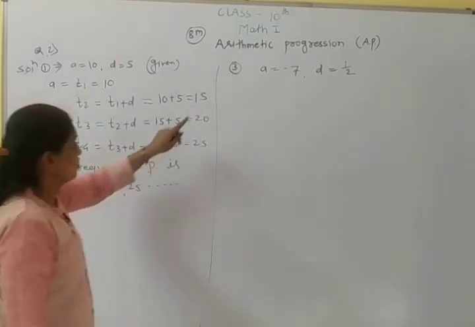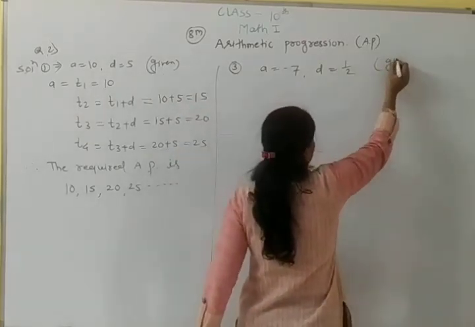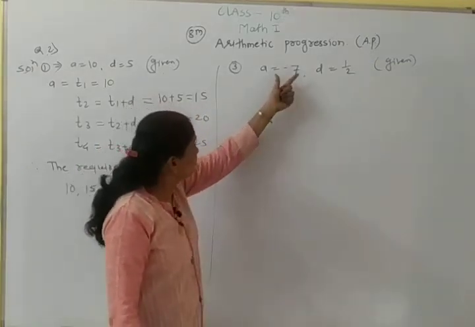Then the second problem is first term is -7 and difference is 1/2, that is given. So to find the next term, add the difference to the previous terms.